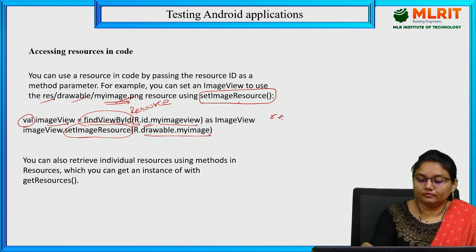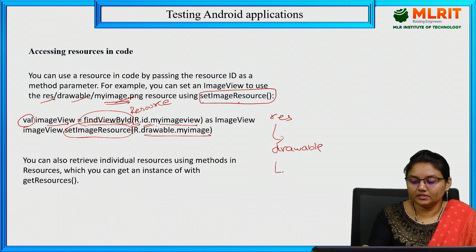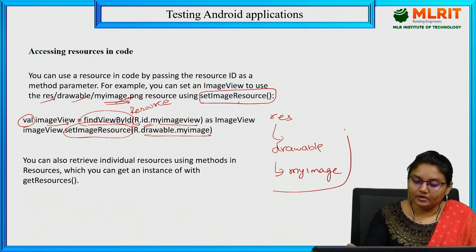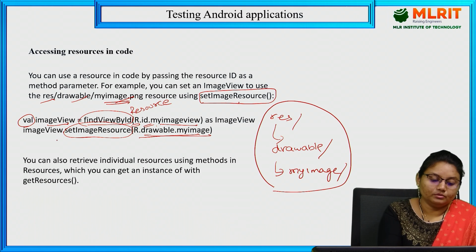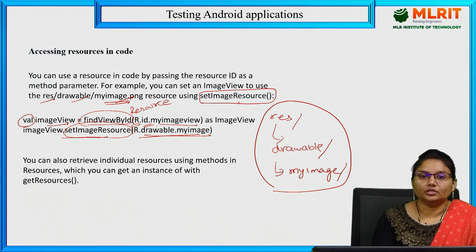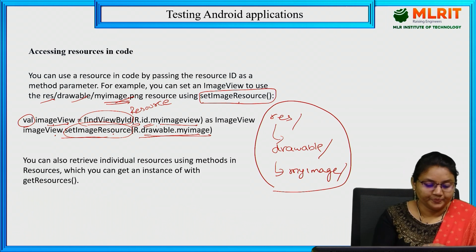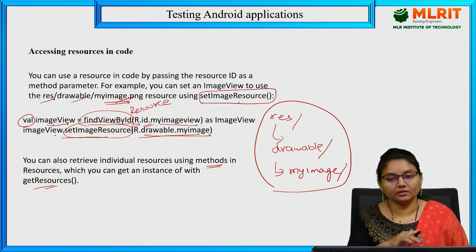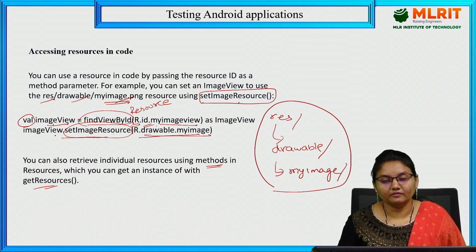So go to the resource folder. Under that you have the drawable folder. Under this drawable folder you have myImage. So this path is being given here as a value to your setImageResource. By using the object imageView, you are setting the image source. You can also retrieve individual resources using methods which can get an instance of getResources. This is setImageResource, one example of extracting the image under the drawable folder which is in the resources.